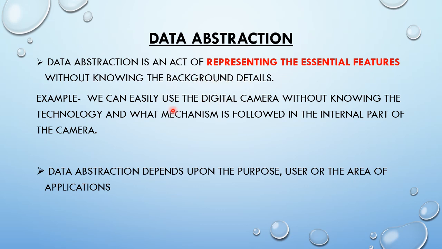For example, when we use a digital camera, we don't know the technology behind it, we don't know what mechanism is followed in the internal part of the camera. We are concerned about the few buttons which will be helpful in operating the camera. So this is an example of data abstraction. Whatever information is needed, only that information is shown to the user. Other information which is not needed, which is not essential, will be hidden.